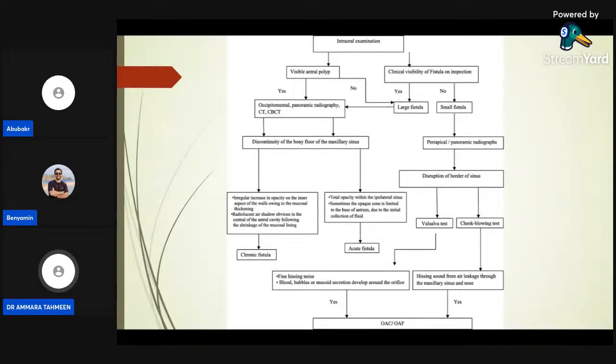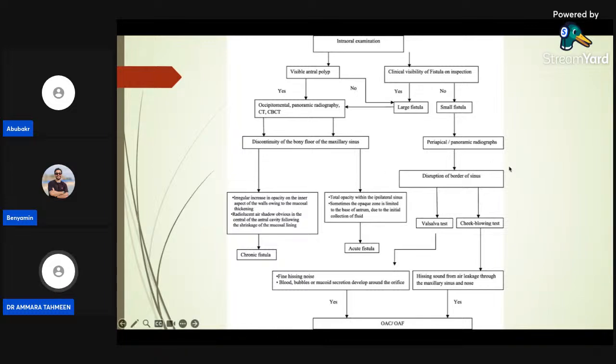If you don't see any fistula, or if it's a very small fistula, then periapical and panoramic radiographs are very useful, because periapical radiographs provide very clear, sharp and well defined images. So it is very easy to identify these small fistulas or communications on the periapical radiograph.